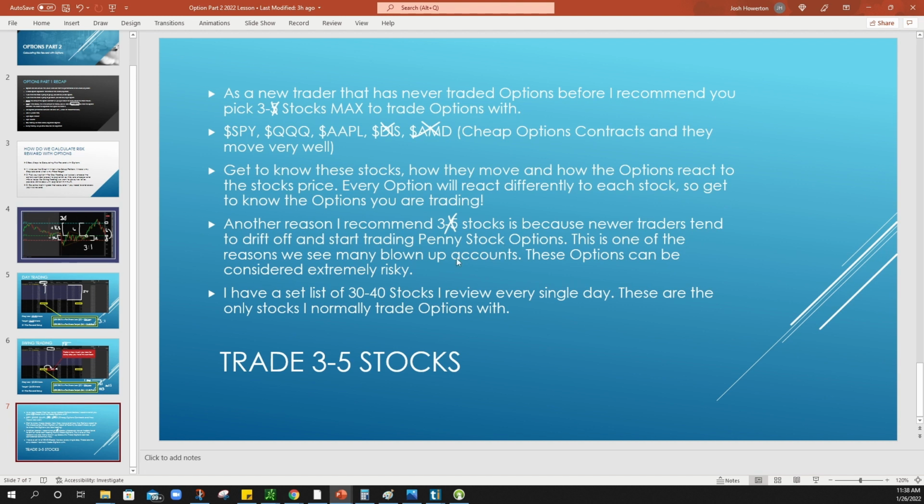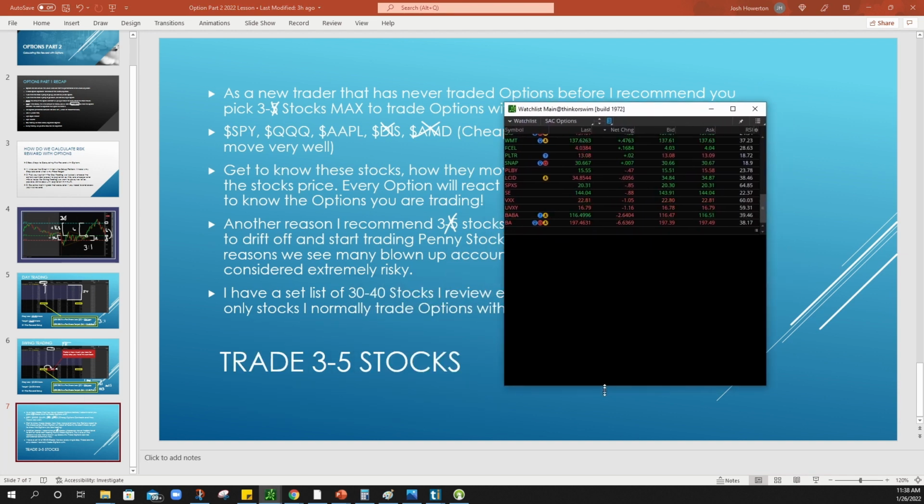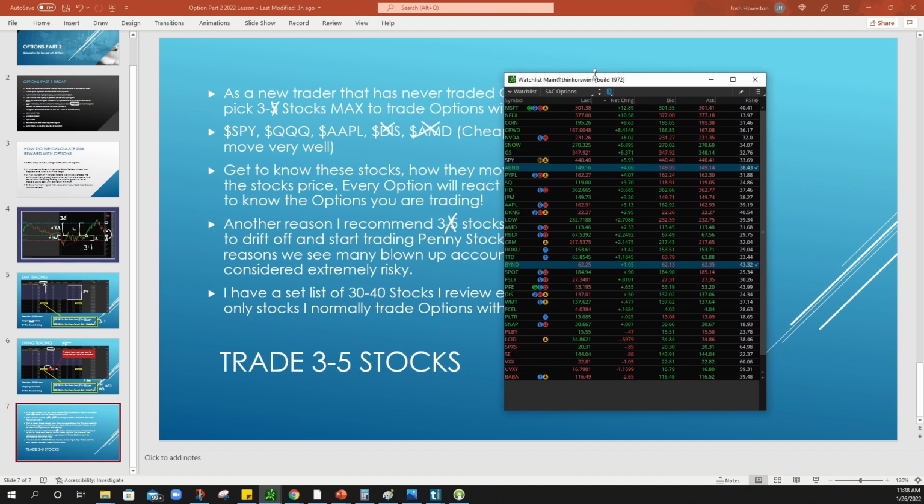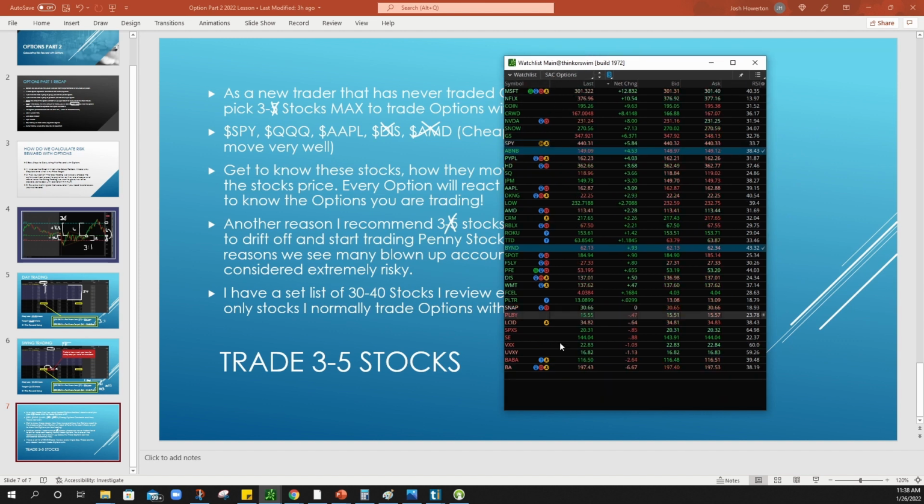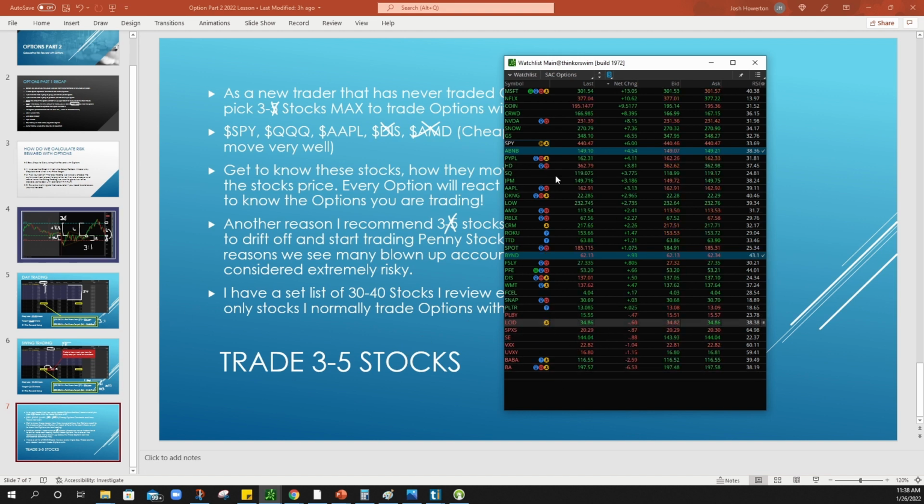I literally, team, have a set list of 30 to 40 stocks. The list barely changes. Maybe a couple come off and a couple add on. Think of it like an ETF. This is my list. It doesn't change. This is my set list of stocks. Every now and then, I may take Boeing off and add in something else. I may take Playboy out and add something else. But this is my list of stocks that I will look at every single day.